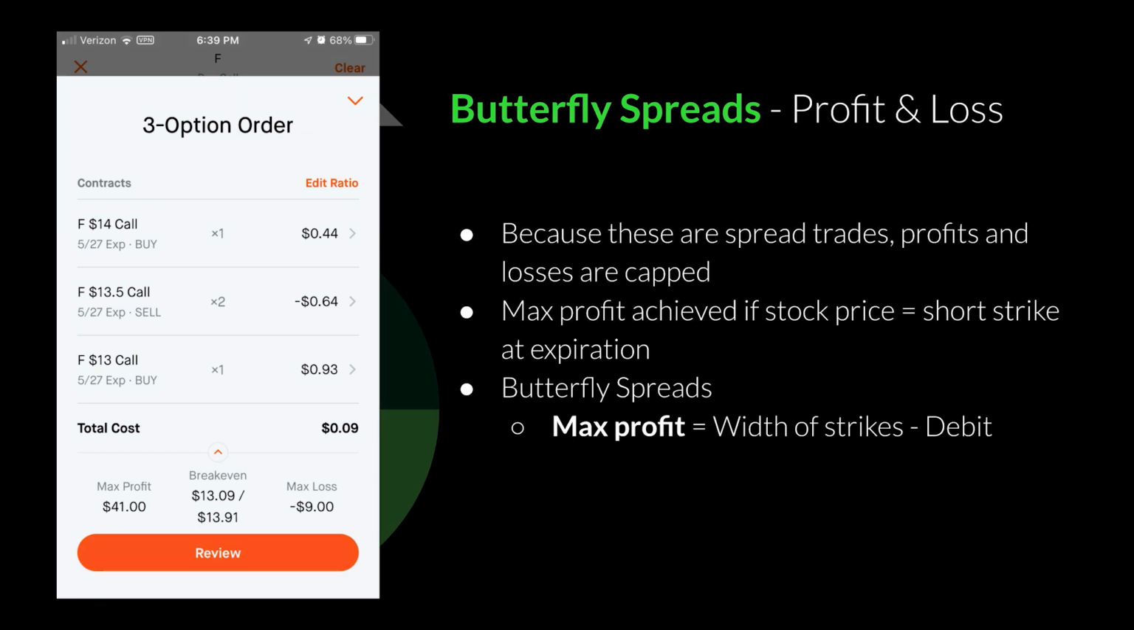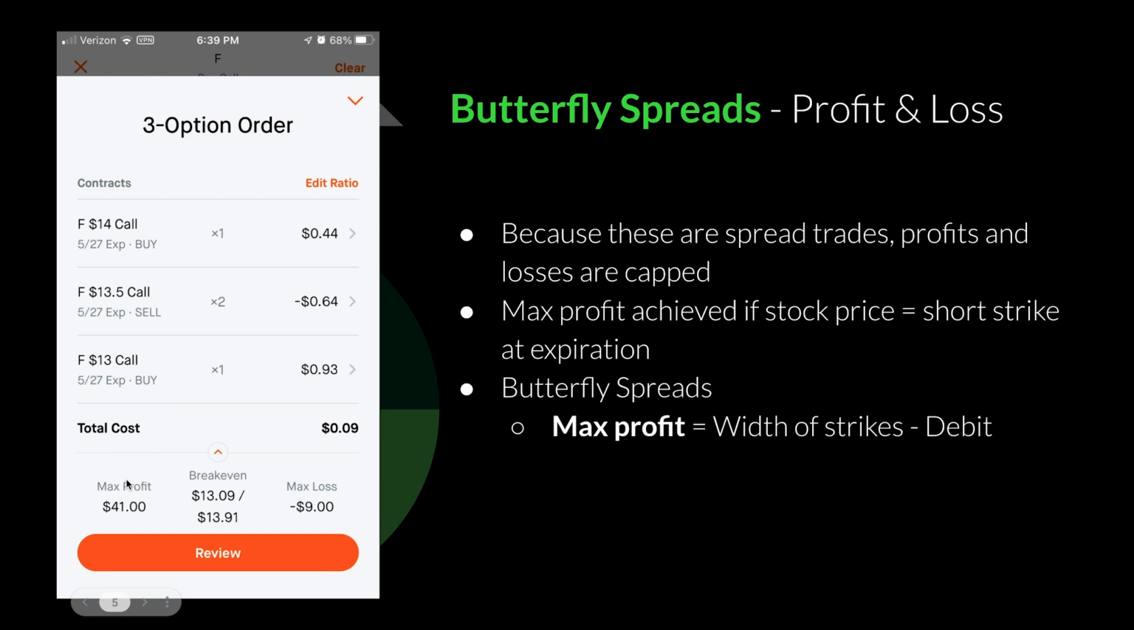And the amount of profit that you can make equals the width of the strikes minus the debit paid. So in our example, you can see we've got 13.5 to 14. That's a 50 cent width, or 13.5 down to 13. Again, that's a 50 cent width. So 50 cents minus the debit that we paid, which was 9 cents. So 50 minus 9 is 41. That's going to be our max profit, 41 cents per share, or since this is an option play, it's $41. So that's our max profit.